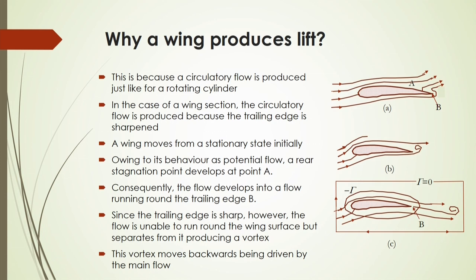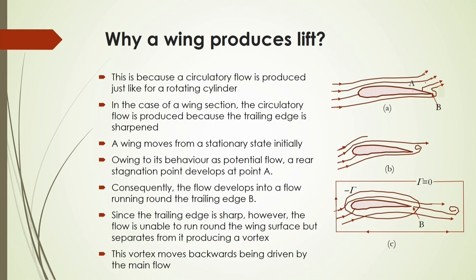So, here in this case you will see we are getting these three pictures A, B and C. Very interestingly, there will be a circulatory flow around this wing, just like a rotating cylinder that we got, with eddies and the circulation cell. In the case of a wing section, this circulatory flow is actually produced because of the trailing edge. This trailing edge is sometimes so sharpened that a smaller circulation cell will be produced near that edge. In that case the wing moves from a stationary state initially, and owing to its behavior as potential flow, there will be formation of a rear stagnation point at point A as shown in the figure.